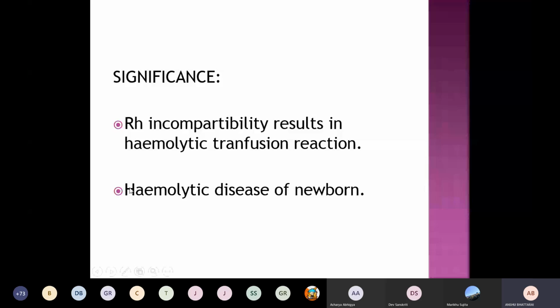And there's something known as hemolytic disease of newborn as well, especially in second, third pregnancy, etc. There is a chance of hemolytic disease of newborn, erythroblastosis fetalis. So you should learn this in theory, okay?